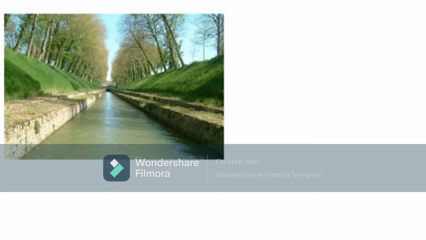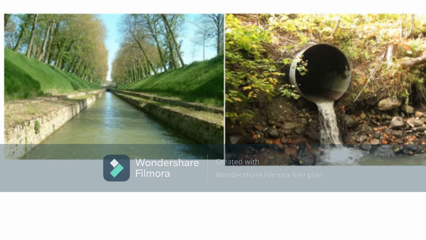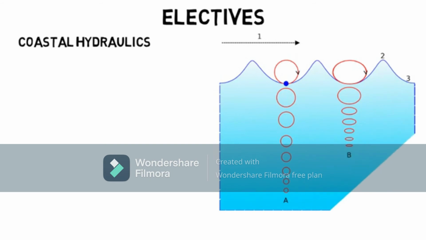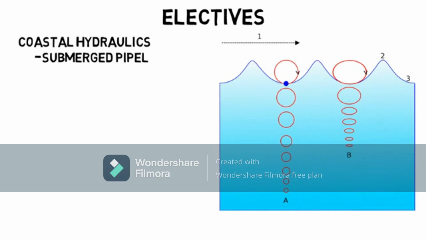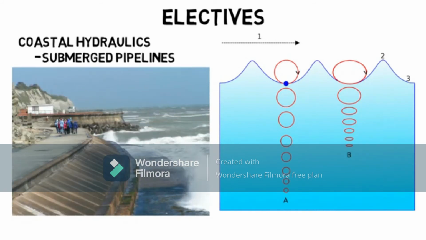Or you could design a canal, which is an artificial waterway to transport water for irrigation, or it can be used for ships and boats. Or you could design a culvert that will allow water to flow under a road or trail or some other obstruction. Elective classes you could take include coastal hydraulics, where you learn about ocean wave propagation, submerged pipelines, seawalls to protect human habitation, and so on.